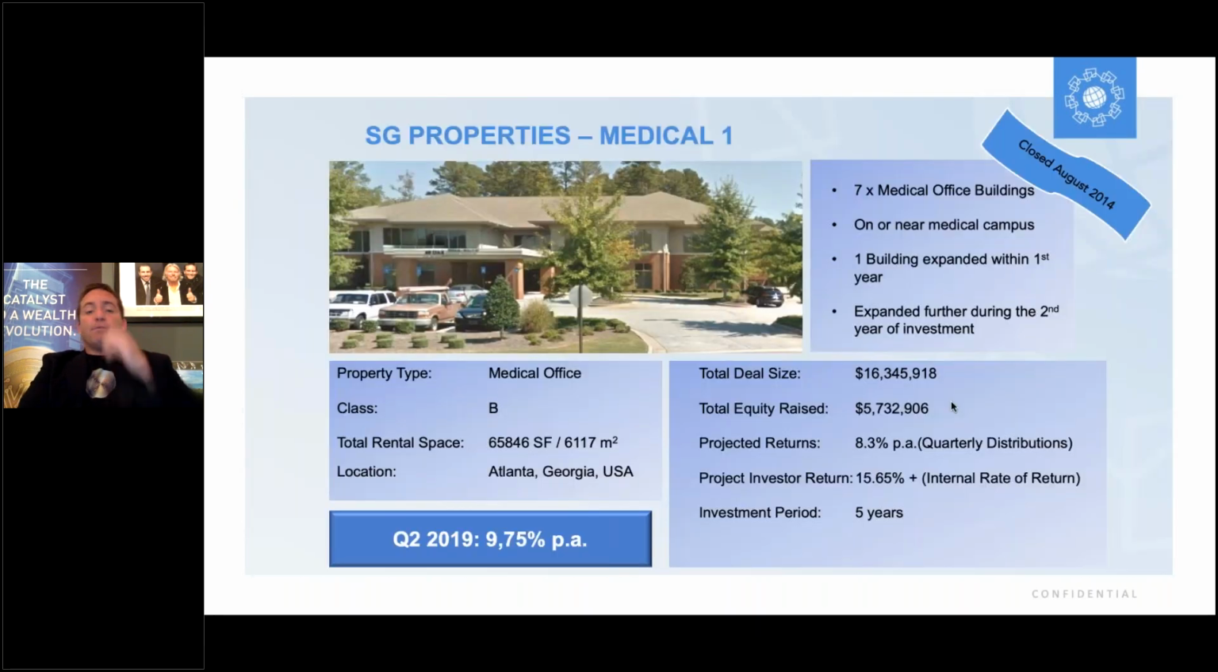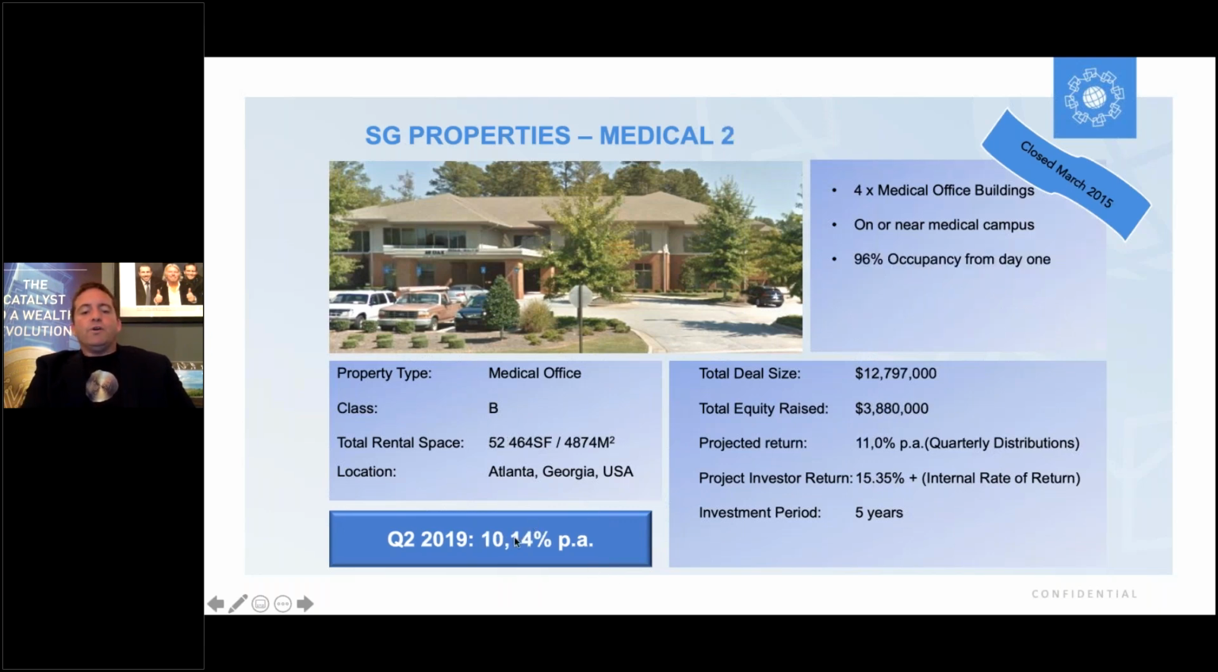Now, let's just look at some of our performance. This was one of our medical deals that we bought in 2014. It's paid out a cash-on-cash return. It had a projected return of 8.3%. This is in US dollars per annum. It's paid out over 9%, and it's got an internal rate of return of over 15%.